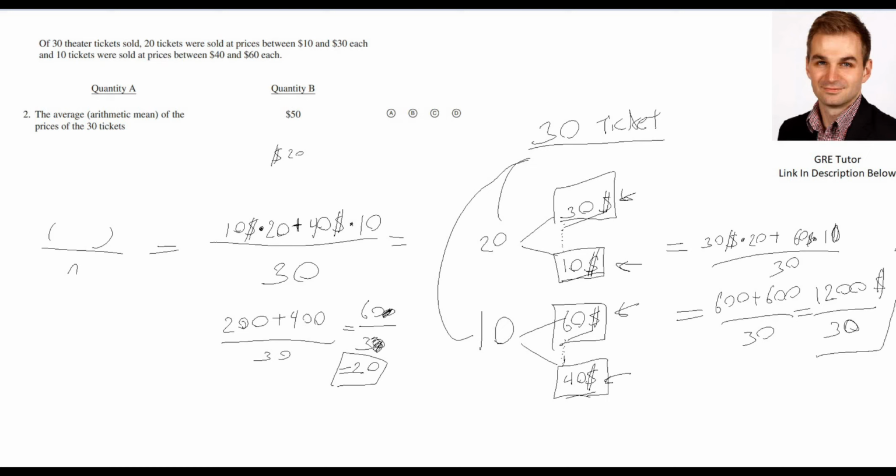So how much are we at here? Well, let's divide 1,200 by 30, which is the same thing as dividing 120 by 3. If you don't know how to do that in your head, you just do this. 3 goes into 12 4 times, leaving a remainder of 0. Bring down the 0. Now 3 goes into 0, 0 times, so you add that 0 up here, and you get 40. So 40 is the highest in our range. And now we see that even with the highest in our range, we don't get to $50. So quantity B is greater than quantity A, and our answer is B.